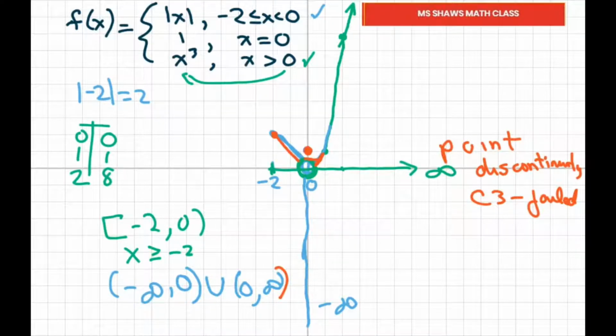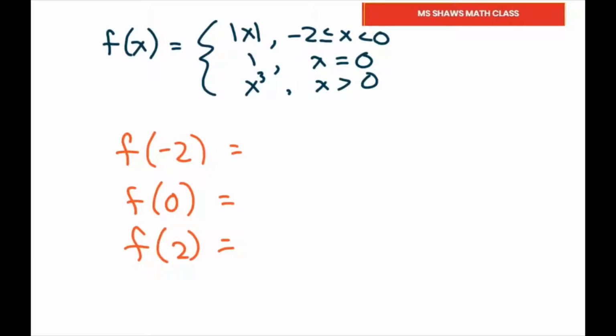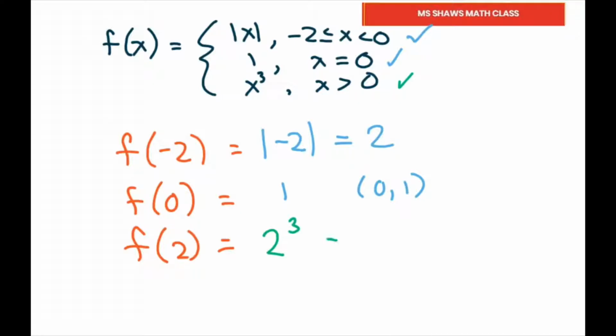And intercepts, we have none. Oh yeah, we do. We have this y-intercept right here, and that's your y-intercept, (0, 1). And the last bit, we just have to evaluate. We pretty much already did this. If you plug in -2, that's the absolute value of -2, which equals 2. You plug in 0, that goes with this middle portion, and that just equals 1. That's the point (0, 1). And for the last one, 2 cubed equals 8.